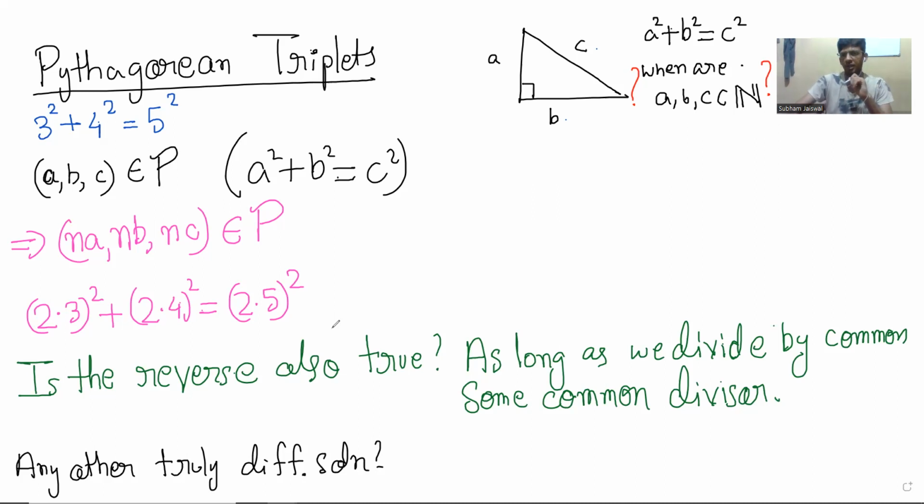5, 12, 13. Right. That's another very nice solution. So this is the other solution. So we have this one solution, we have another, and we have this other solution, 3, 4, 5.